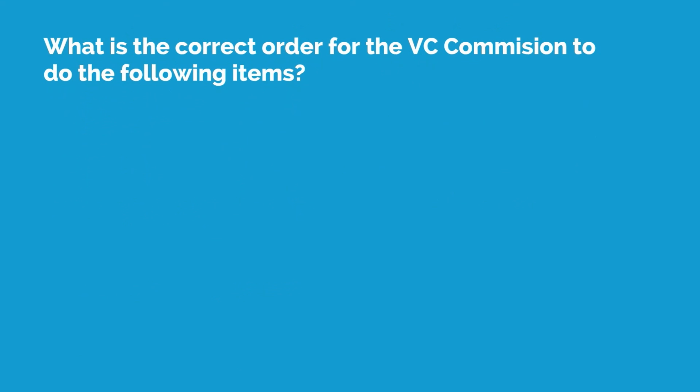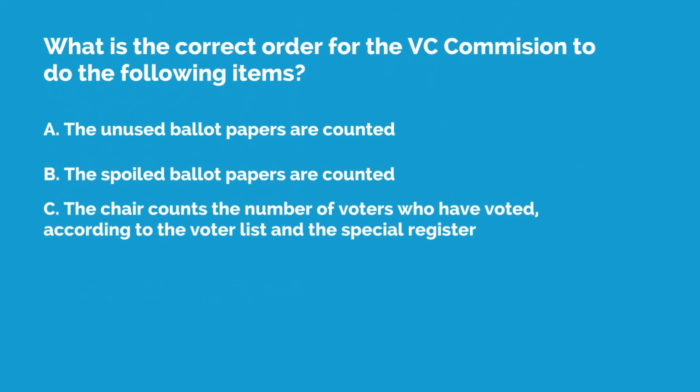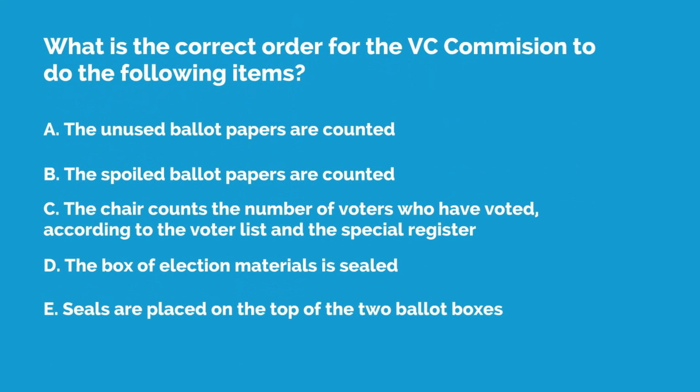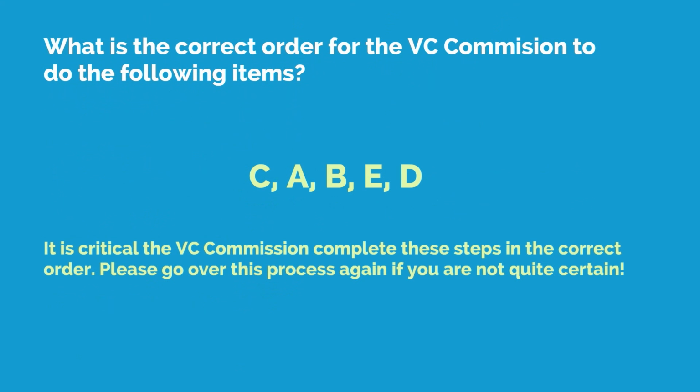What is the correct order for the VC Commission to do the following items? A. The unused ballot papers are counted. B. The spoiled ballot papers are counted. C. The chair counts the number of voters who have voted according to the voters list and the special register. D. The box of election materials is sealed. E. Seals are placed on top of the 2 ballot boxes. The correct order is C, A, B, E, D. It is critical the VC Commission complete these steps in the correct order. Please go over this process again if you are not quite certain.